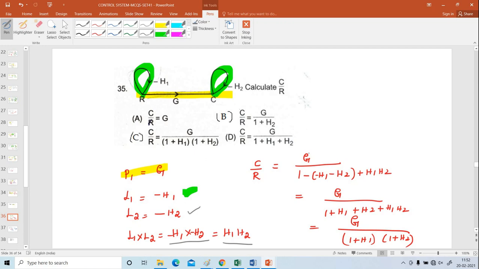Then find C/R. C/R is the forward path P1 times delta 1, which is 1, divided by 1 minus the sum of individual loop gains (-H1 - H2) plus the sum of gain products of non-touching loops, H1H2. So G divided by 1 + H1 + H2 + H1H2, which we can write as G divided by (1 + H1)(1 + H2). So option C is the correct answer.